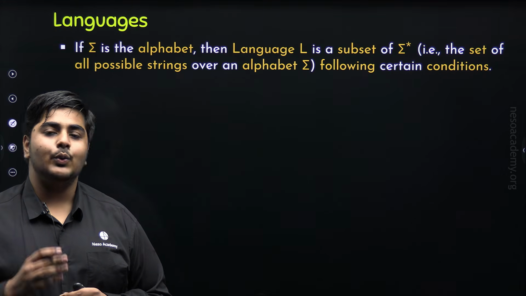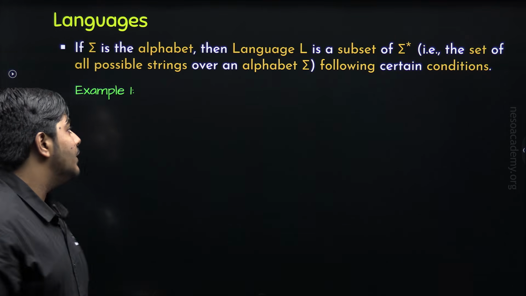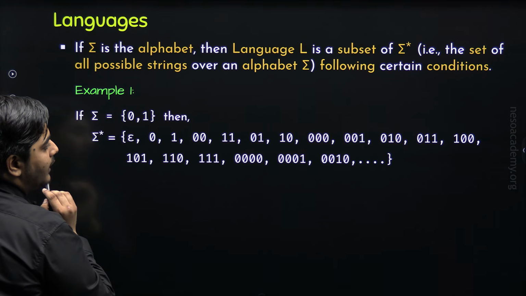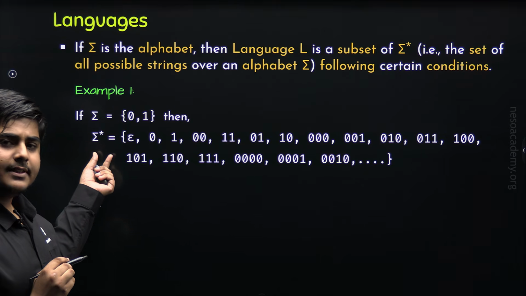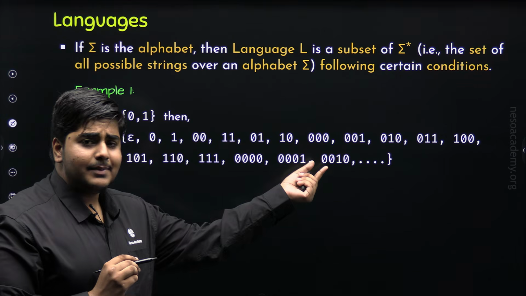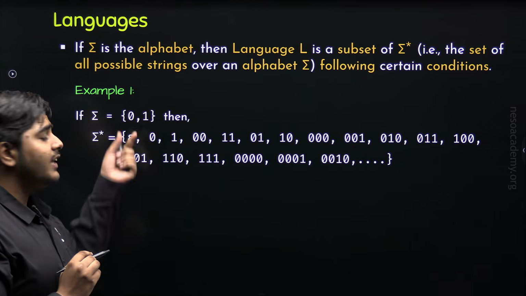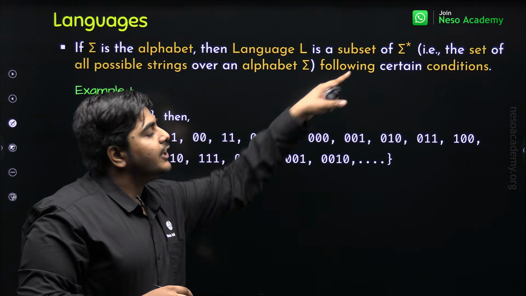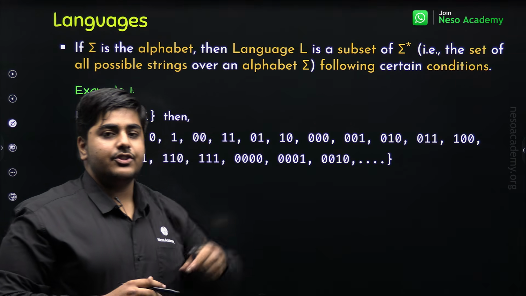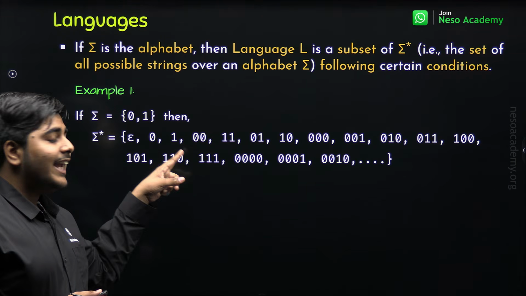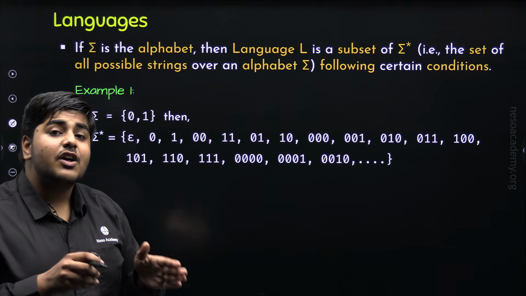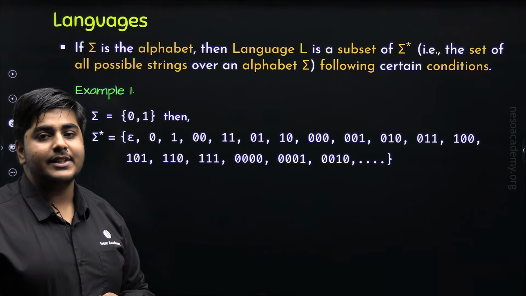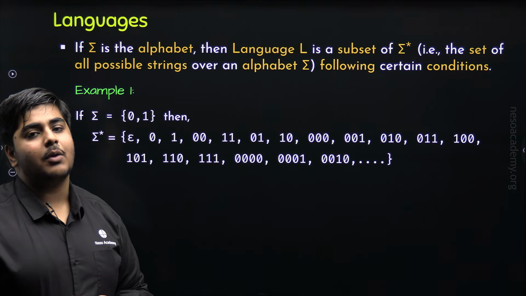So let's take an example to understand this definition in a better way. Here I have taken the same binary alphabet, that is sigma is equal to {0, 1}. And this sigma star is the Kleene star closure, which contains all possible strings of all lengths over the given alphabet sigma. Now, as per the definition, language L is a subset of sigma star following certain conditions. That means we will apply a condition on this set, and on the basis of that condition, we will find out which strings should be included in our language set and which strings should be eliminated from it.